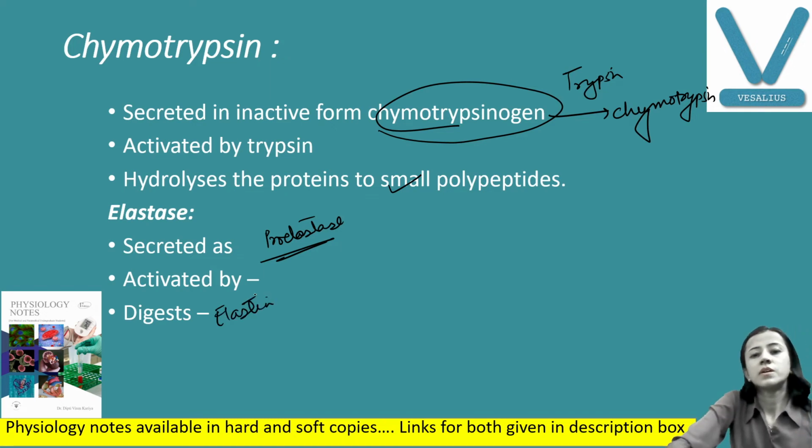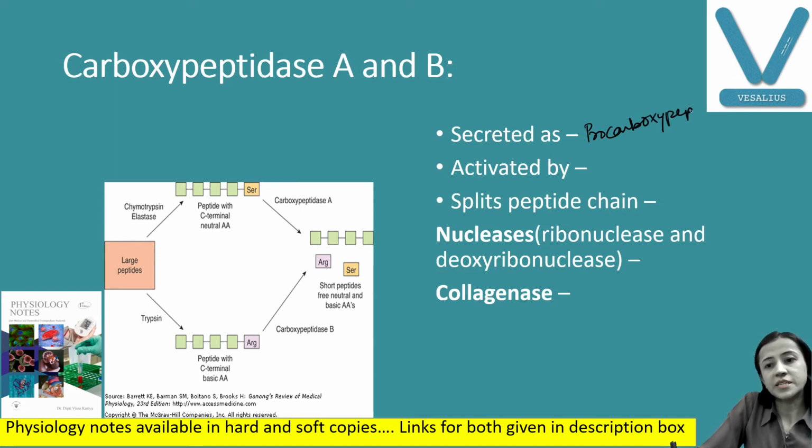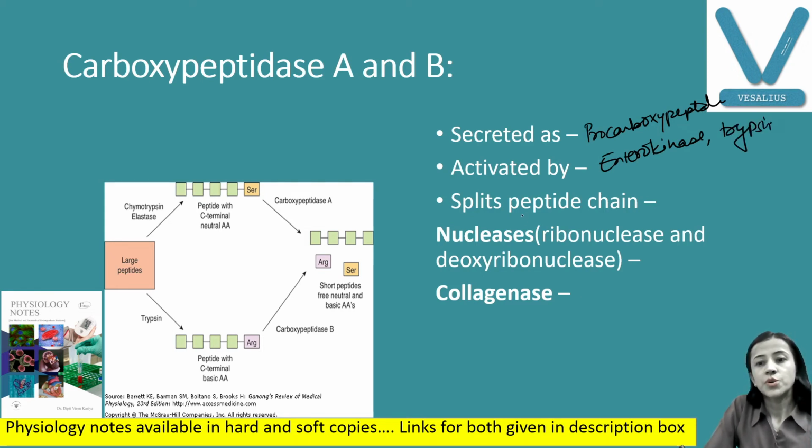Then carboxypeptidase A and B are also secreted in inactive forms, which are procarboxypeptidase. They are again activated by enterokinase and also activated by trypsin. It splits the peptide chain stepwise and removes amino acids. As I told you, they are exopeptidases, so they remove amino acids from the end of the chain. So it converts the amino acid chain into small amino acids.